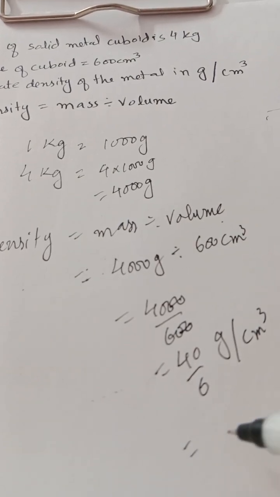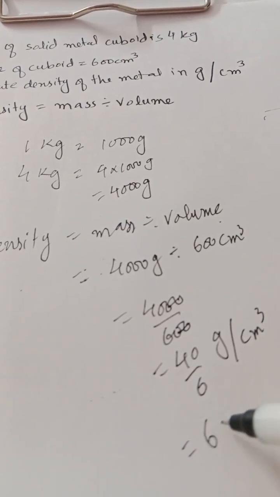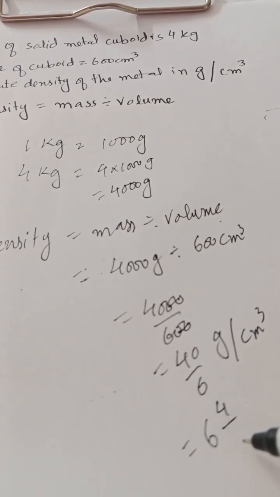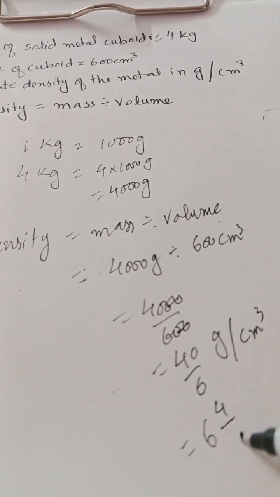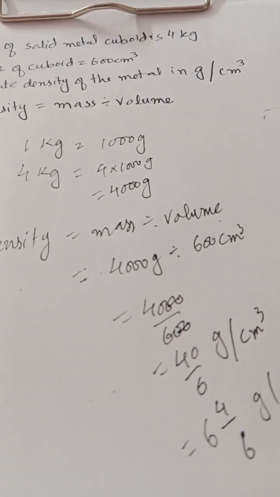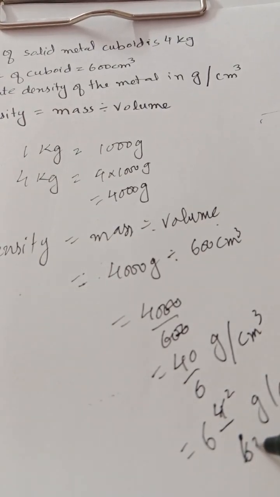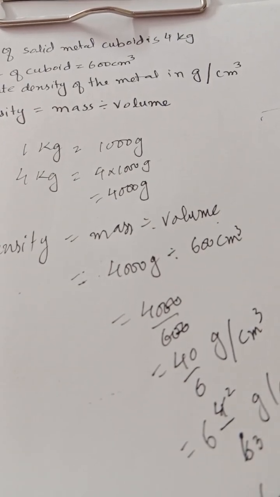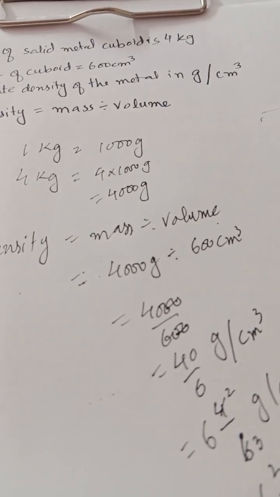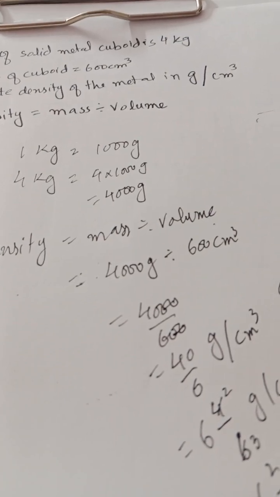That is equal to 6 whole 4 by 6 grams per centimeter cube. We can cancel out 4 and 6 with each other. Then it will be 6 whole 2 by 3 grams per centimeter cube.